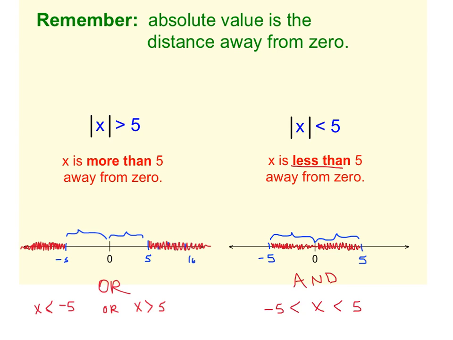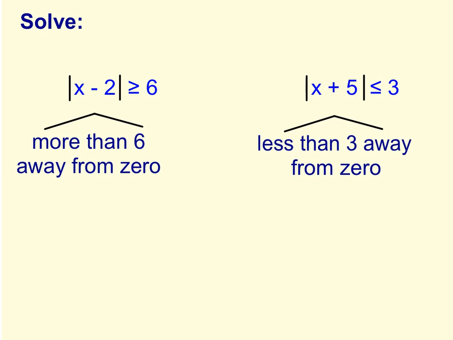So what I'm trying to show here is that when you have an absolute value with an inequality, we get to convert it into a compound inequality. And we just have to figure out, should it be an AND or should it be an OR? So let's look at a couple examples. Here we have the absolute value of x minus 2 is greater than or equal to 6. So we're saying we want it to be more than 6 away from 0.